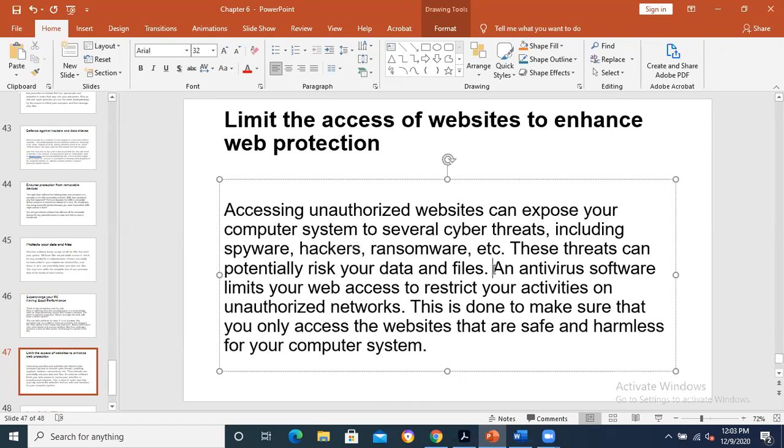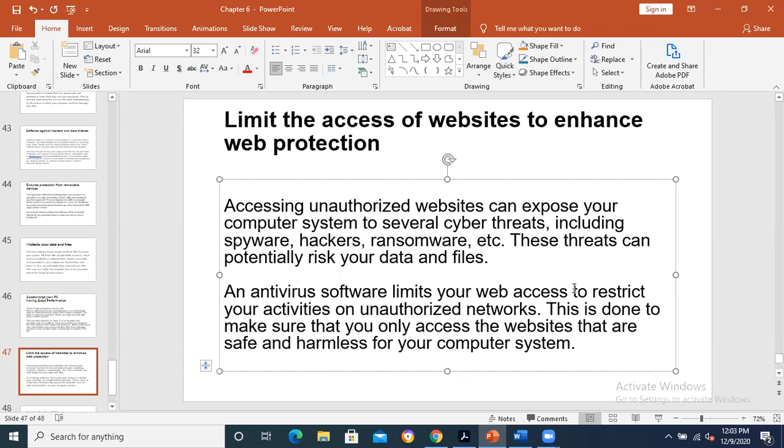And antivirus software limits your web access to restrict your activities on unauthorized networks. This is done to make sure that you only access websites that are safe and harmless for your computer system. You are not going to access all types of websites. When you open a website that has some problem, some kind of malware, your antivirus gives you a pop-up alert, or it blocks this website, or it closes this website, or at least it alerts you that you are going to have a problem by clicking this website or different links given on it. It could be dangerous for you. It is not only going to inform you but also going to take action to protect your computer system from the virus attack.